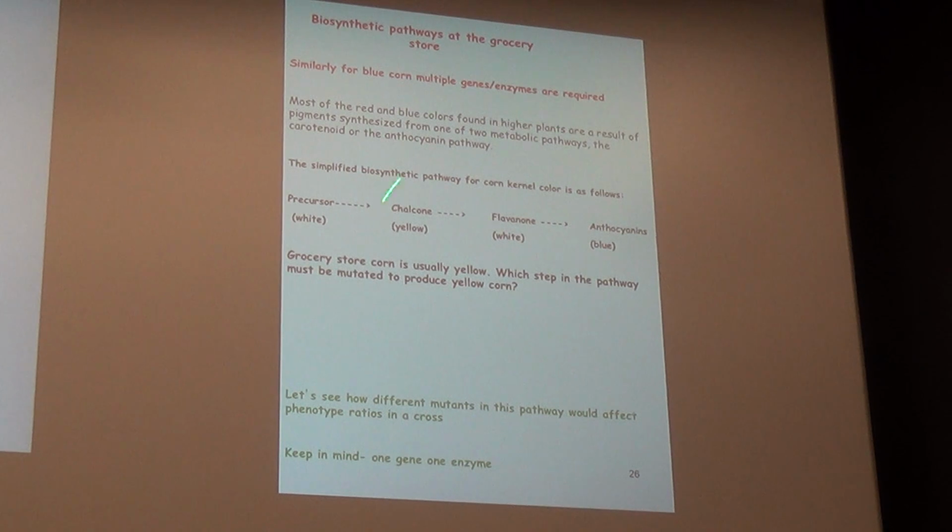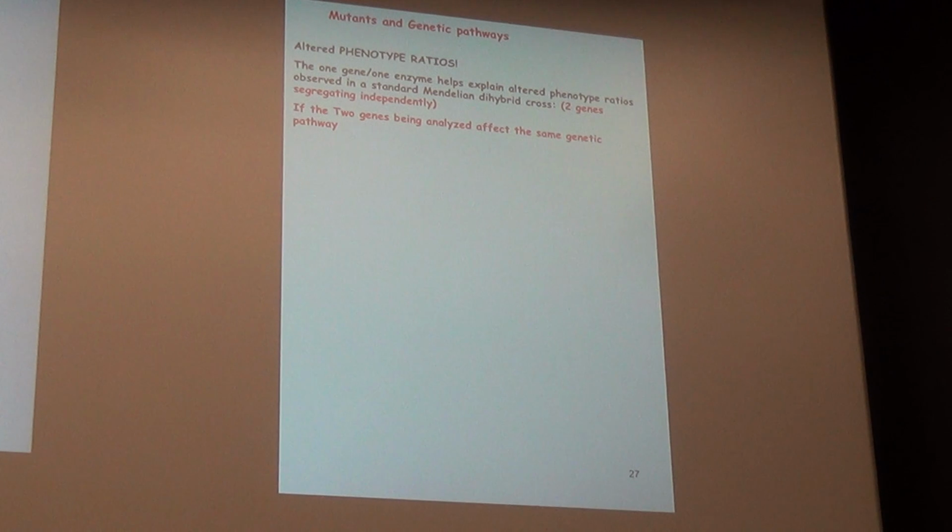In this case, we're going to start a cross with a true breeding strain that's white and a true breeding strain that's yellow. And then we're going to ask, what kind of progeny will we get when we do this cross? I've already drawn out the pathway for you. It's a simple pathway. You're going from yellow to white to blue.